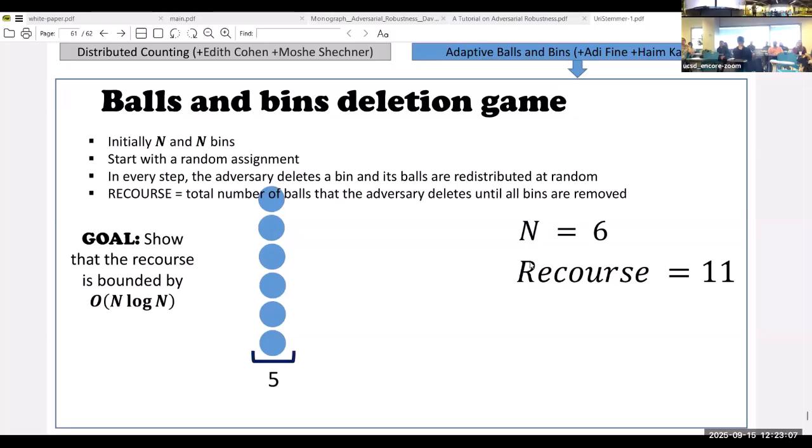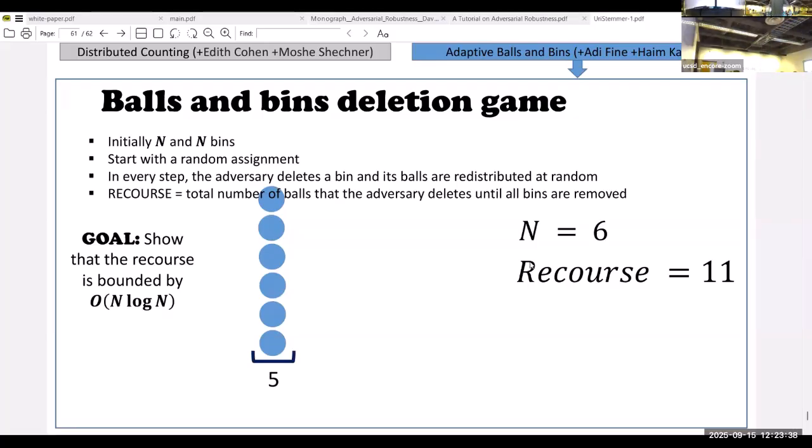So right, we all know that initially the maximal load of a bin is less than log n, right? So it's very tempting to say, okay, then initially the adversary deletes a bin of size log n, then somehow in round 2 also the maximal load is log n, and somehow in every round the adversary deletes only bins with log n. So if you continue till n over 2 steps, then it's order of n times log n.